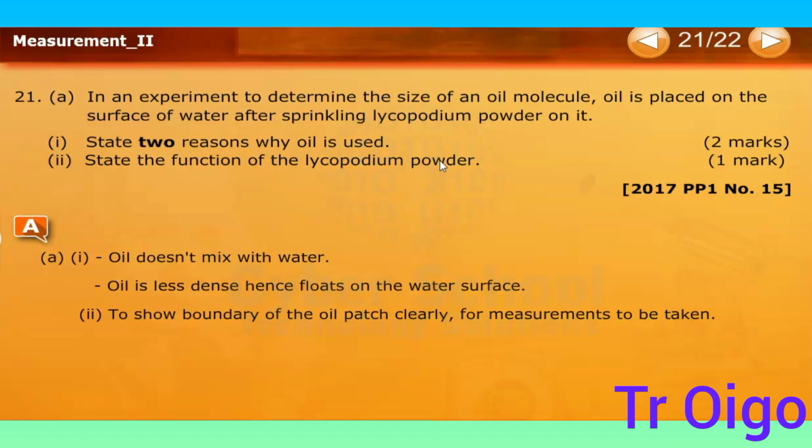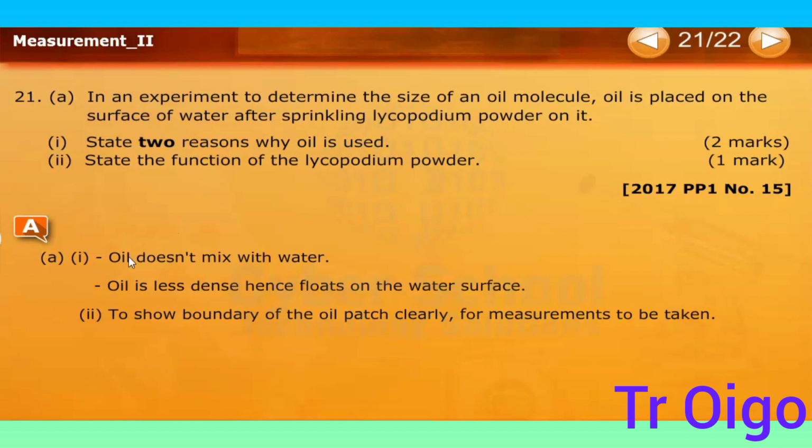Remember, for this experiment, there are 2 or 3 assumptions that we make. Number 1 is that oil, a molecule, is taken to be monolayer. And number 2, we assume that it forms a spherical kind of shape. Now, the reason why we use oil, there are 2 reasons.